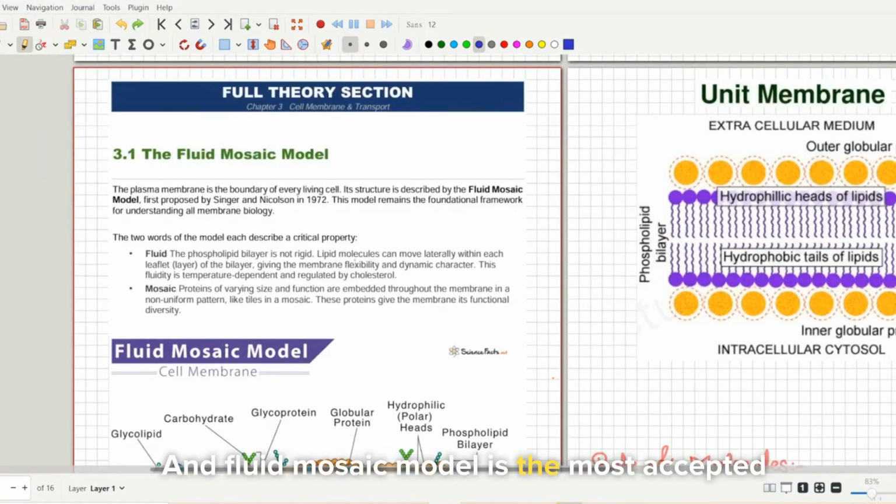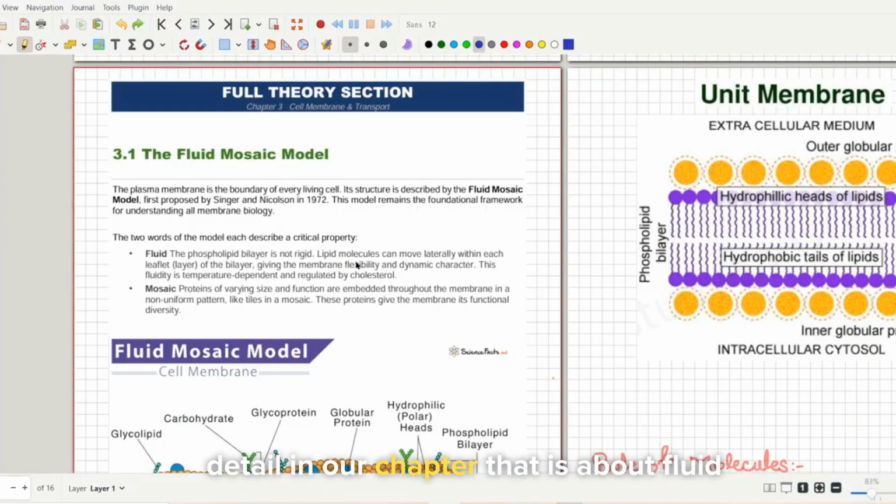And the fluid mosaic model is the most accepted model right now to explain all the aspects of the plasma membrane. So this is the model that we'll discuss in detail in our chapter, the fluid mosaic model. The fluid mosaic model was given by two famous scientists. Their names were Singer and Nicolson. They gave this model in 1972.